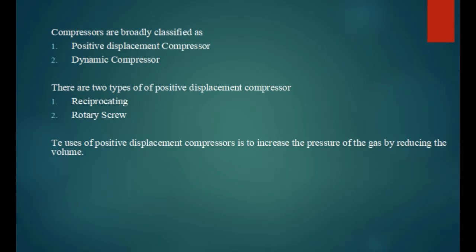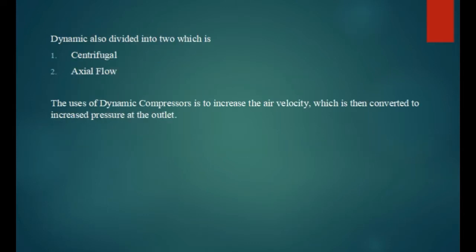Basically, compressors are broadly classified into two: positive displacement compressor and dynamic compressor. There are two types of positive displacement compressor: reciprocating and rotary screw. The use of a positive displacement compressor is to increase the pressure of the gas by reducing the volume. Dynamic is also divided into two: centrifugal and axial flow. The use of a dynamic compressor is to increase the air velocity, which is then converted into increased pressure at the outlet.